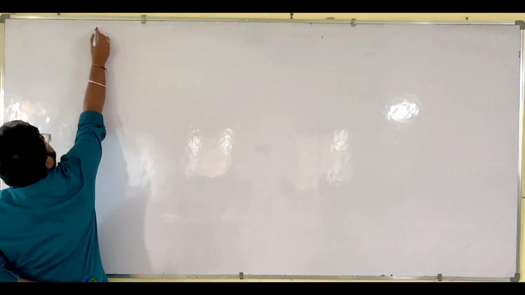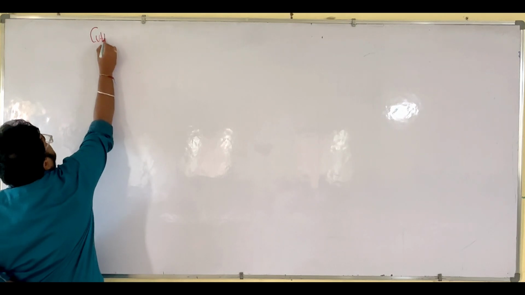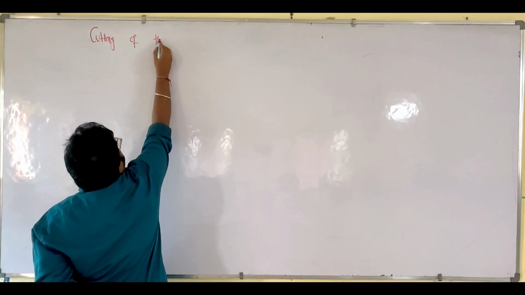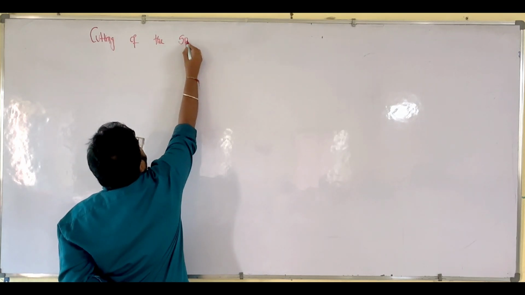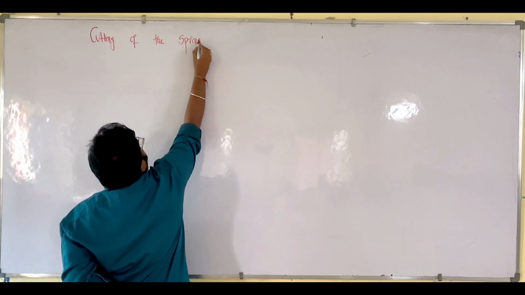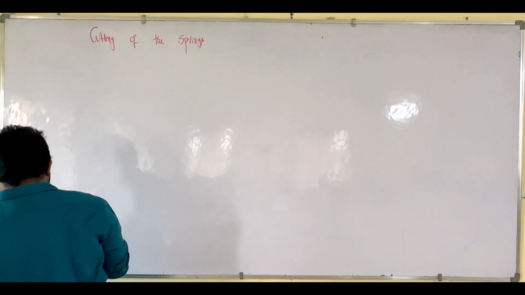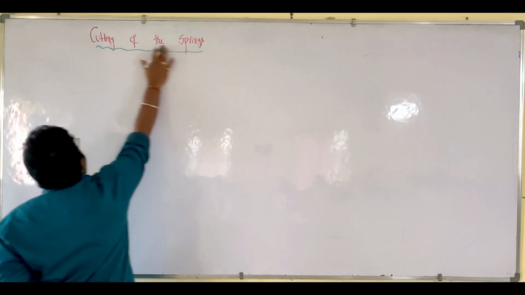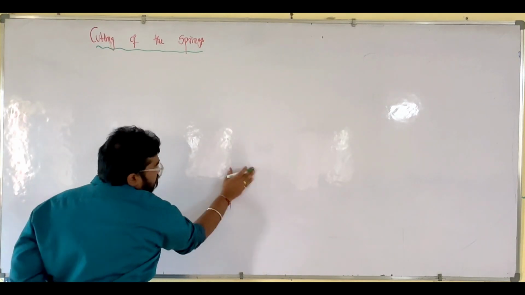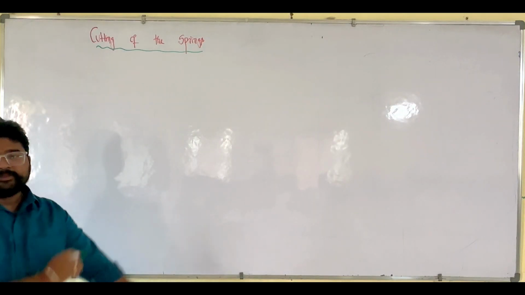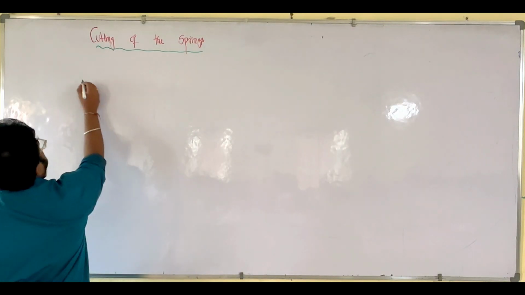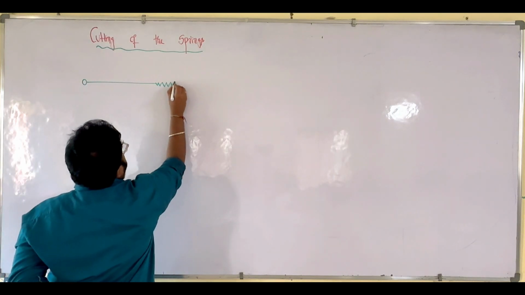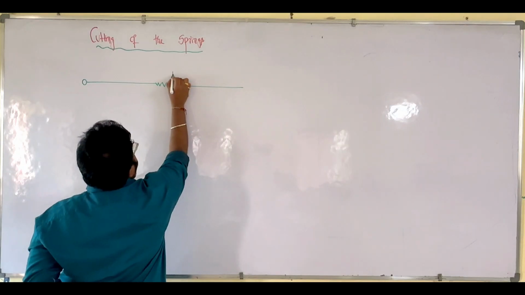Cutting of the springs. You feel this, Aranko? Yes, sir. Cutting of the springs. When you cut the spring, then what is the effect on the stiffness? That part we need to discuss here. Take one spring. It's a spring of stiffness K.